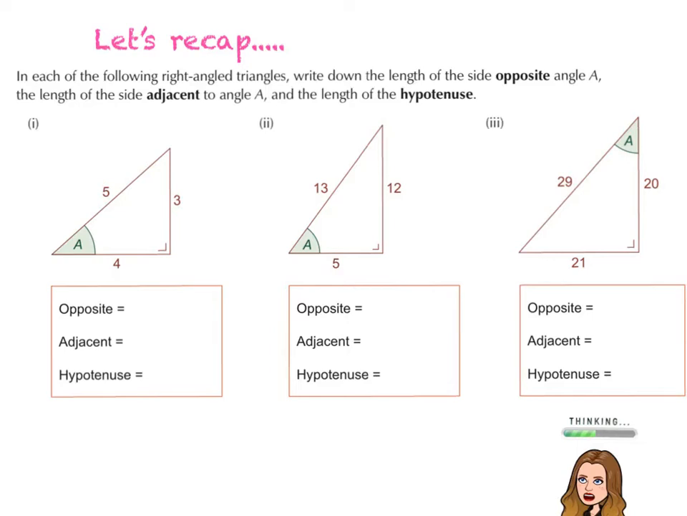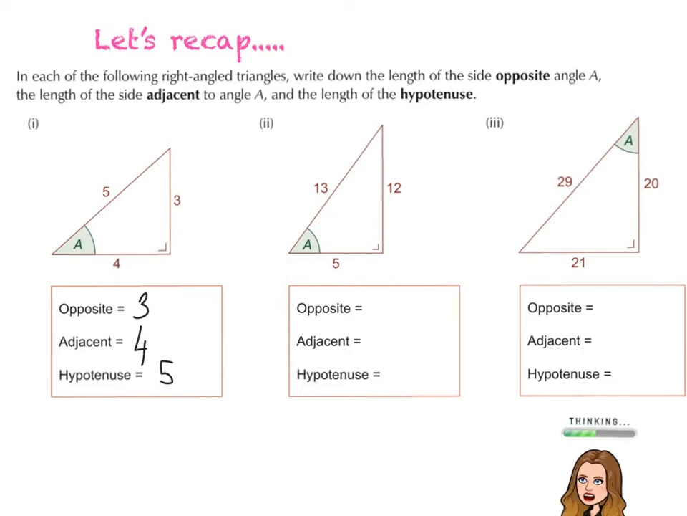Okay, so for part 1 we have, well, this is our 90 degree, so 5 must be our hypotenuse. So we label hypotenuse is 5. And I told you that when you have an angle, the side directly opposite that is always called the opposite. So our opposite is 3, and then the last one, or the one we haven't assigned, is 4.